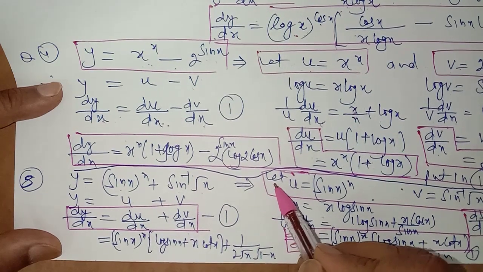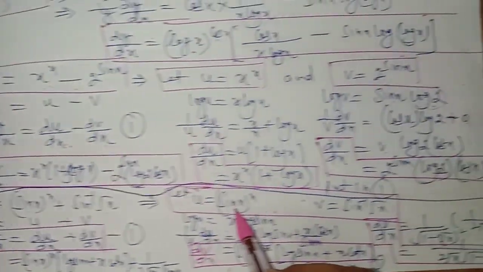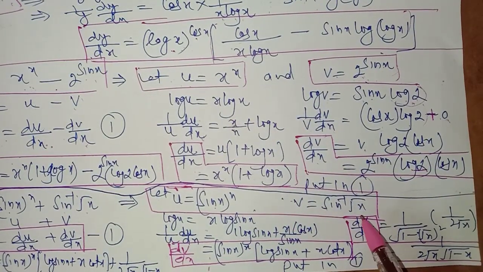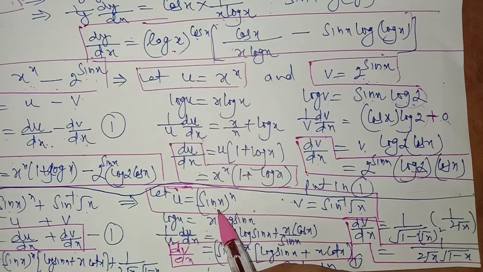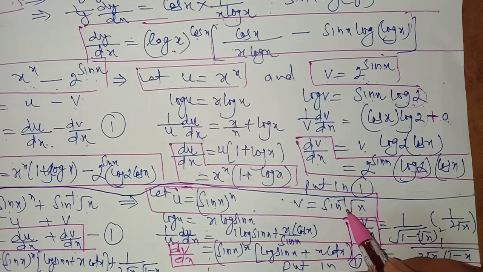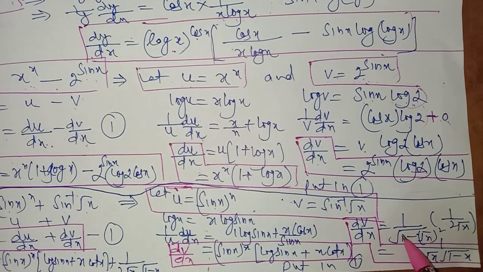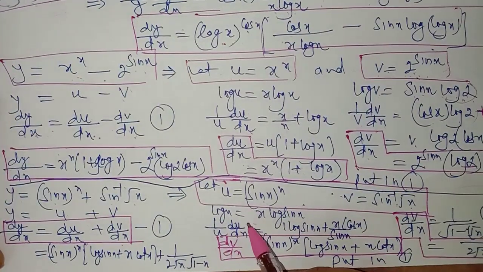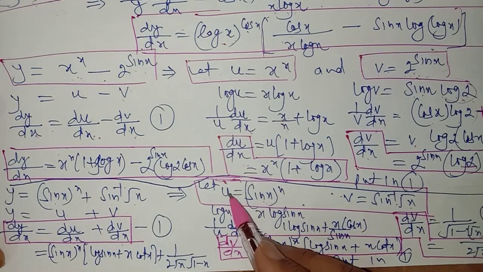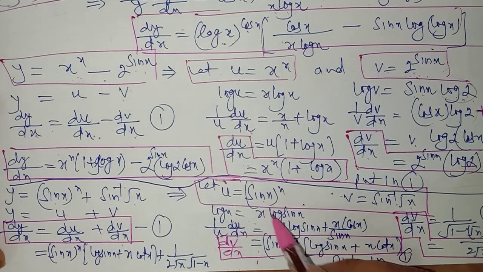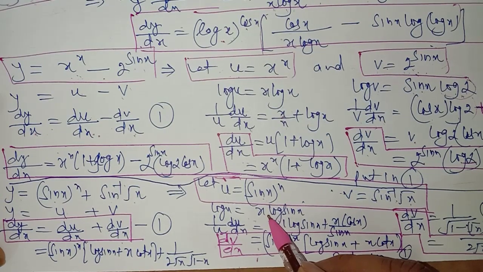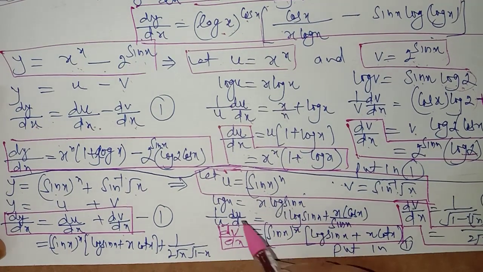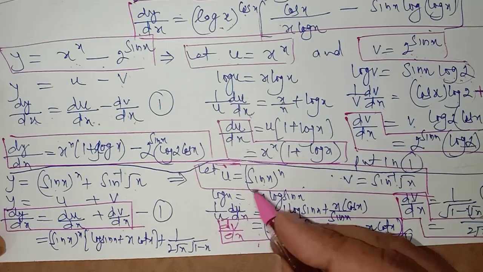We have let u equal to (sin x)^x and v equal to sin inverse root x. Now this function cannot be differentiated without taking the log, but this function can be differentiated directly without taking the log. Here we have to take the log. So log u is equal to x log sin x, by using the properties of the log, the power gets multiplied with the expression log sin x. Now differentiate: 1/u du/dx.